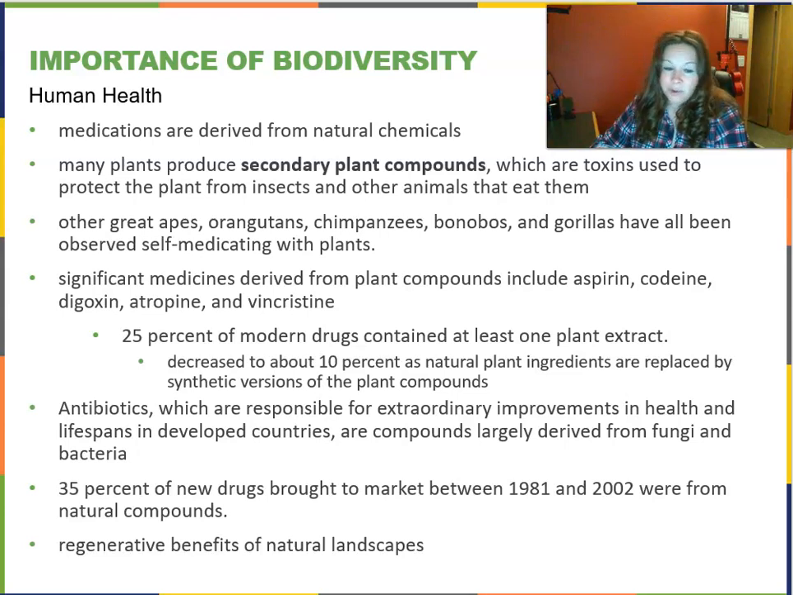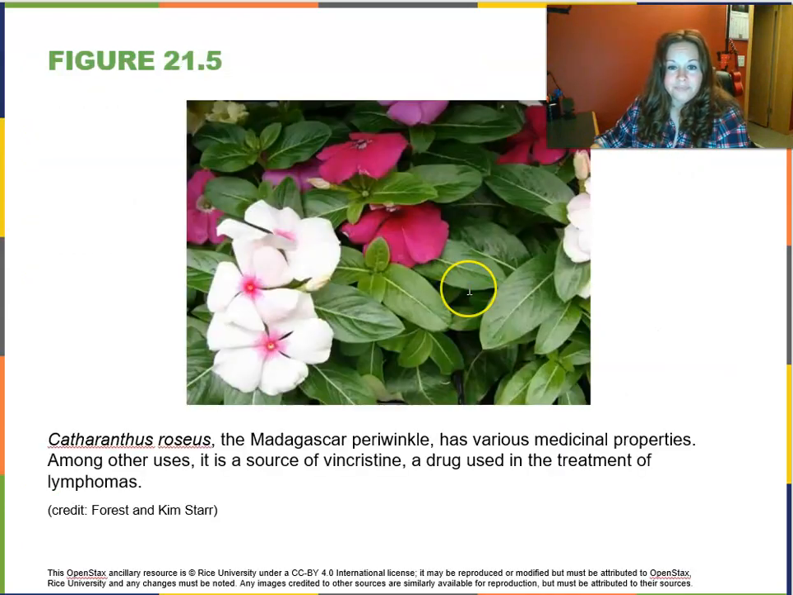Then there's also something you might not think of, but the regenerative benefits of natural landscapes, just having them there. All of these are important to human health. Here's the Madagascar periwinkle. It has various medicinal properties. It's a source of vincristine, a drug used for the treatment of lymphomas, a type of cancer.